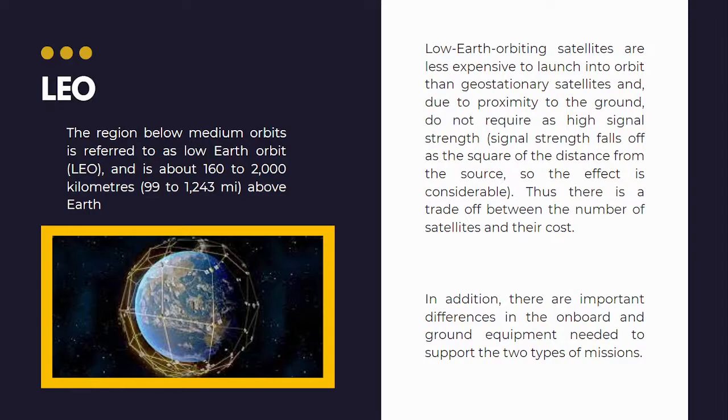from the sub-satellite point. In addition, satellites in low Earth orbit change their position relative to the ground position quickly. So, even for local applications, many satellites are needed if the mission requires uninterrupted connectivity. Low Earth orbiting satellites are less expensive to launch into orbit than geostationary satellites, and due to proximity to the ground, do not require as high signal strength. Thus, there is a trade-off between the number of satellites and their cost. In addition, there are important differences in onboard and ground equipment needed to support the two types of mission.